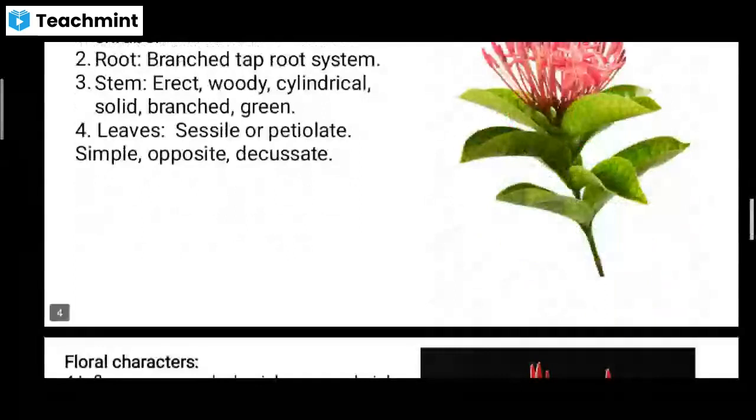Then next is about the floral characters. In case of the inflorescence, this Ixora plant shows polychasial cyme type of inflorescence, and the flowers are red, pink, and also yellow in color.